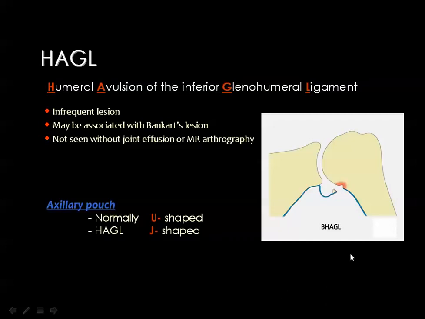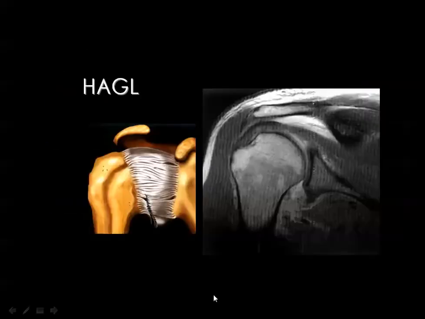Then HAGL means avulsion of the inferior glenohumeral ligament from its humeral attachment, which is more common. And if the ligament is avulsed from the glenoid part of the scapula, it is known as GAGL. Normally, the inferior glenohumeral ligament will form a figure U, but if it is injured, it will appear like the figure J. Then you can see here, this is an injury. You cannot see the inferior glenohumeral ligament.